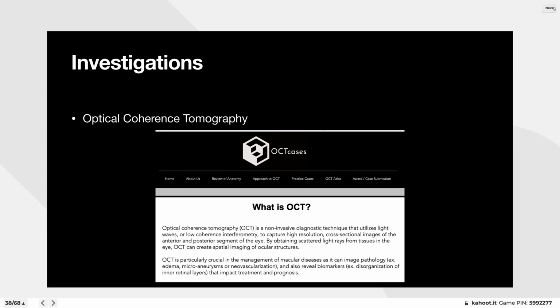In summary, OCTs are non-invasive diagnostics that utilize light waves to capture high resolution cross-sectional images of different parts of the eye. I'm not going to go into too much detail, but I encourage you to look at Dr. Albrecht's presentations as well as OCT Cases to learn a bit more about OCTs. The important part is that it gives us an objective structural or anatomical assessment of different layers of the eye.